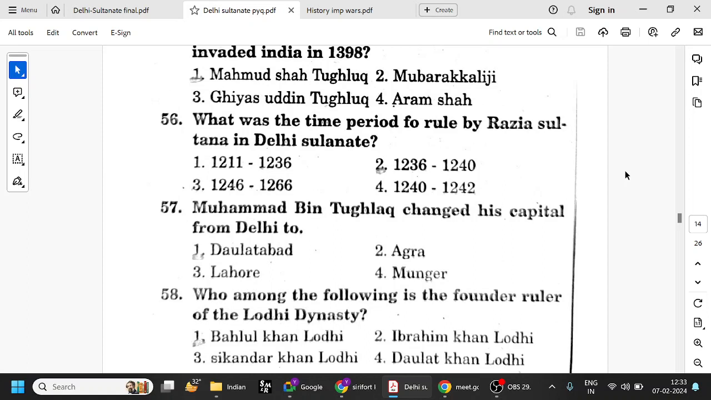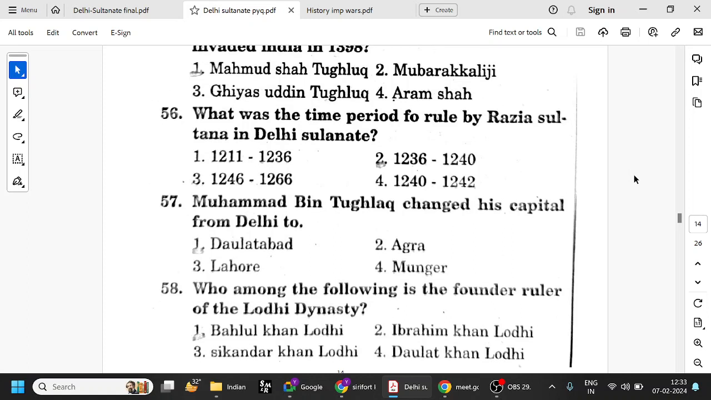The first and the only female Sultan, she was the daughter of Iltutmish, and she was followed by Ghiyasuddin Balban. She had an affair with the Abyssinian slave Yaqut Khan. Later she was taken captive by Altunia, and she married Altunia and came back, but on the way she died. So remember all those points when it comes to Razia Sultana.